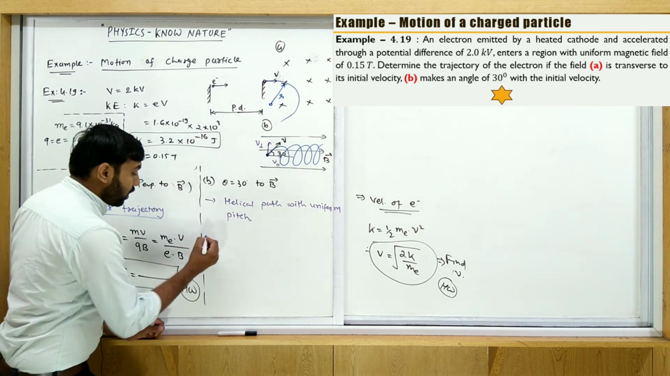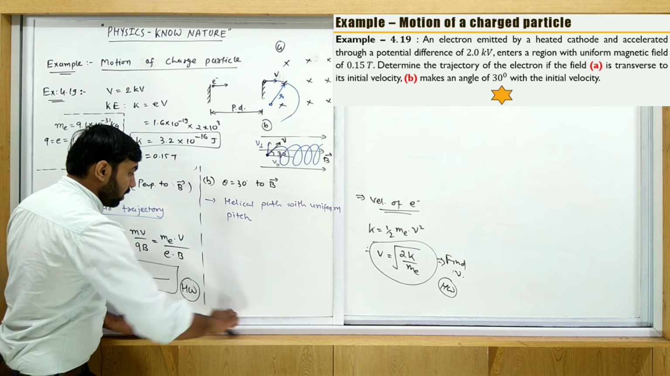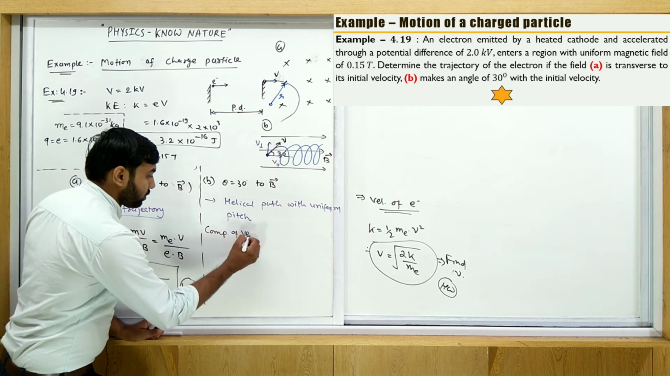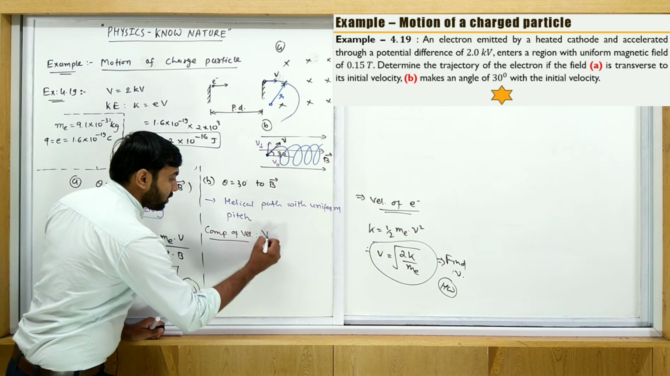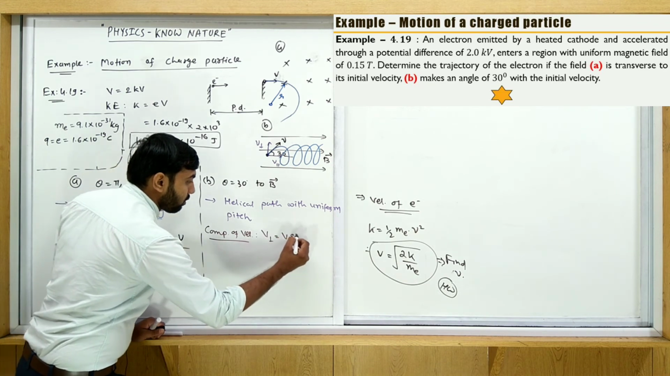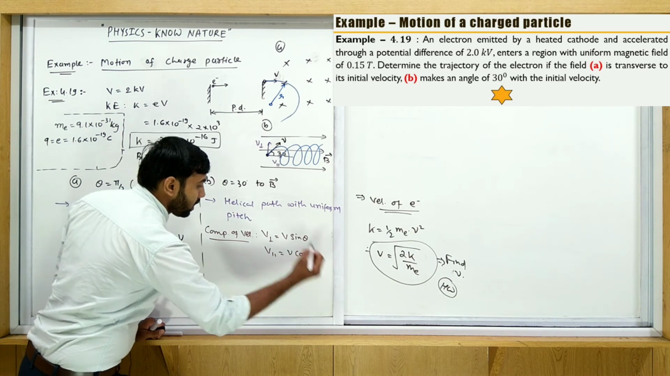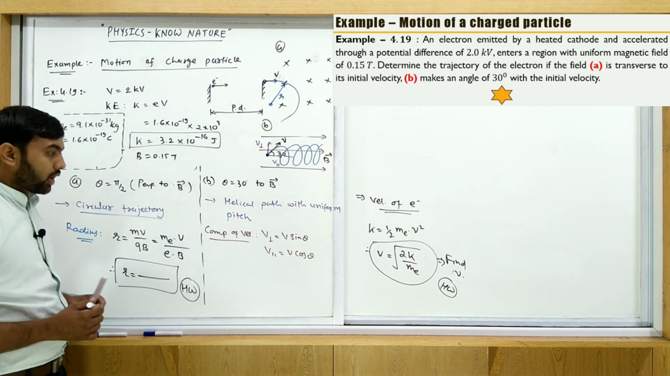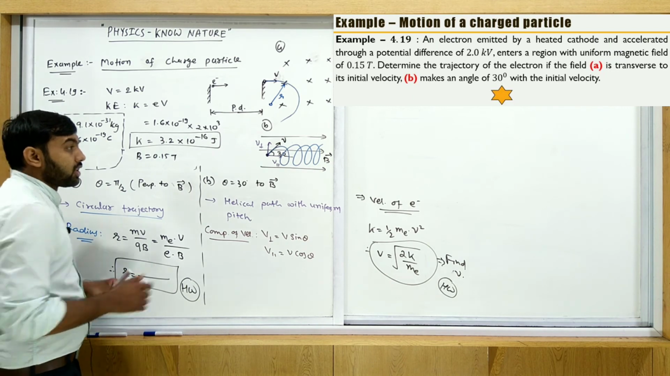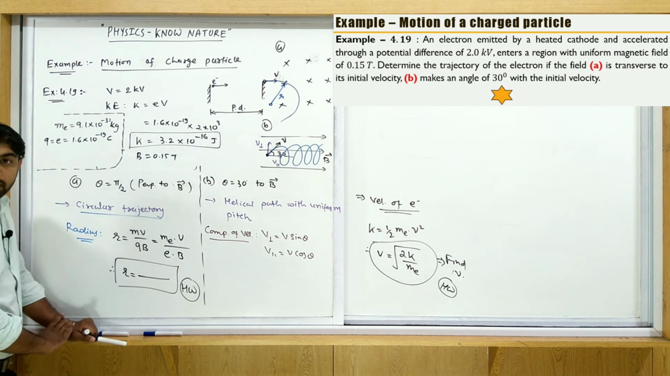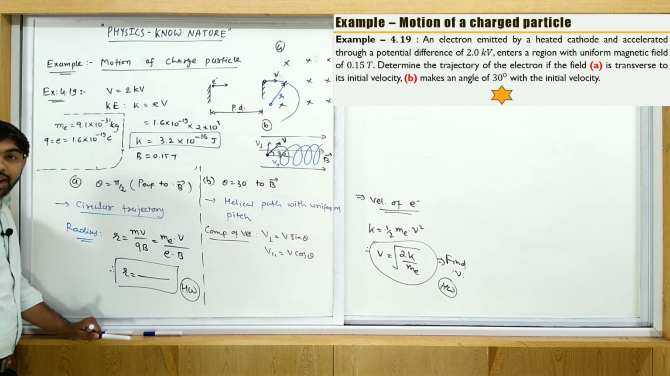From the figure, what is V perpendicular? Components of velocity. V perpendicular is equal to V sin theta and V parallel is equal to V cos theta. Okay, so how do you get the final answer? For the radius we use only the perpendicular component, and for the pitch we use the parallel component.